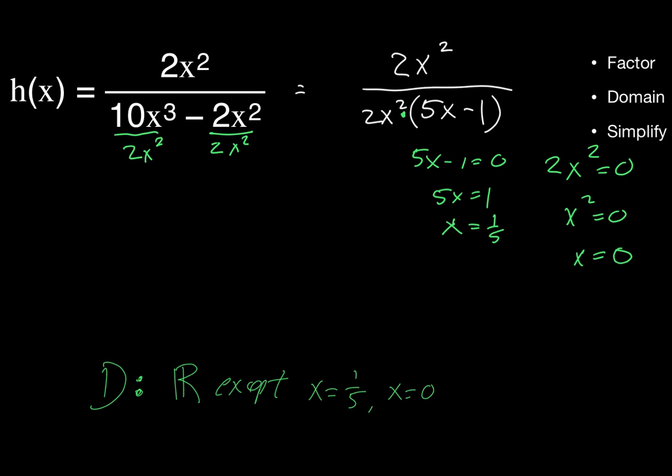All right. I guess another way, if you wanted to do this, we could say, let's see. Yeah, we'll just go back to set notation. Negative infinity up to 0, or 0 to 1/5, or 1/5 to positive infinity.